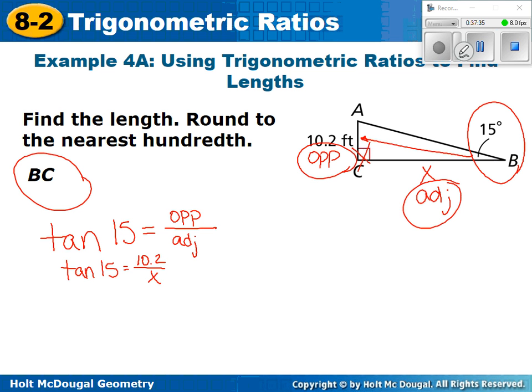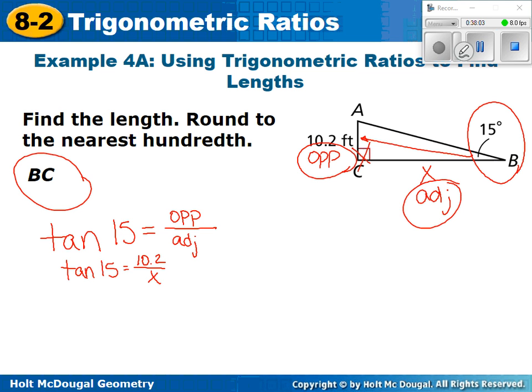First of all, I need you to understand what tangent 15 means. Take your calculator and type in tangent 15. What do you get? Okay, you get a number, right? The tangent of an angle is just a number. This all stays together. You can't separate it. Tangent is nothing by itself. It has to have an angle associated with it. This is all one number and it's just a number.